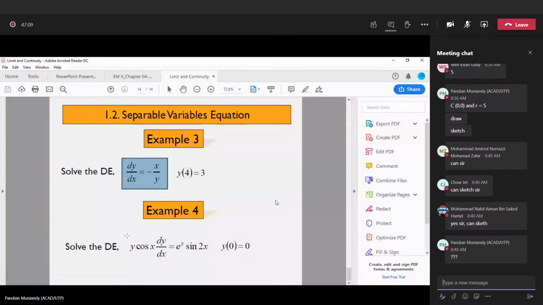Now, example 4. So example 4, you must have full information, yeah? So the information here is solve y cos x dy dx equals e to the power y sin 2x, y(0) equals 0. That means when x is 0, y is 0. That is the meaning. Yeah. When x is 0, y is 0.